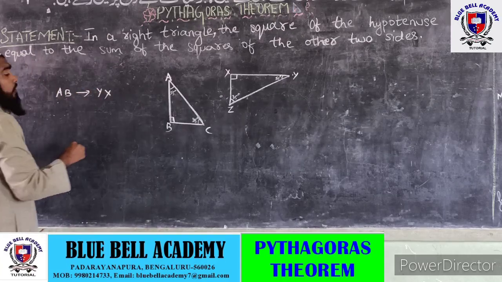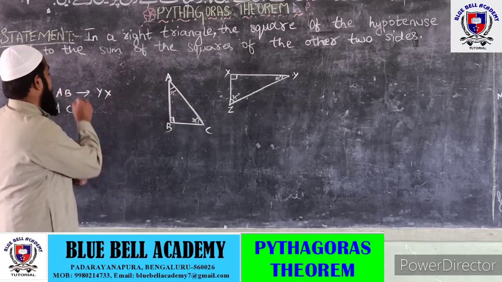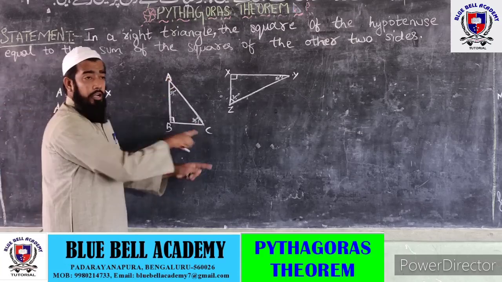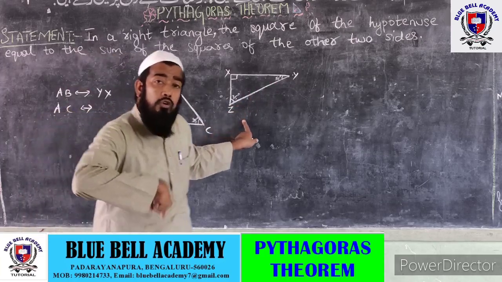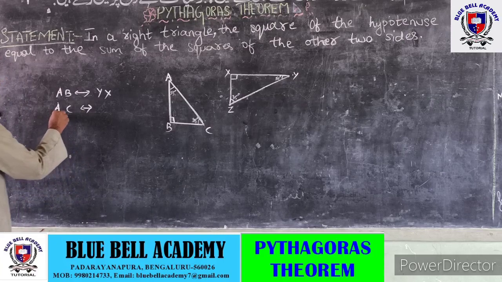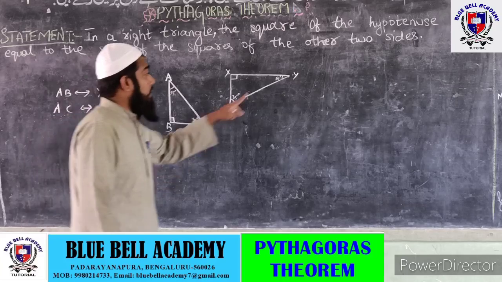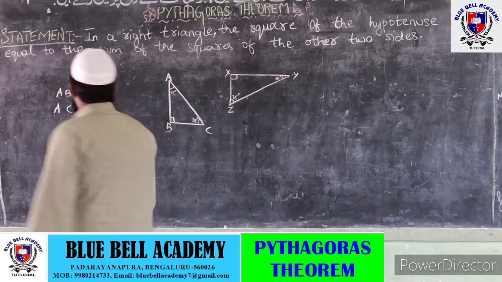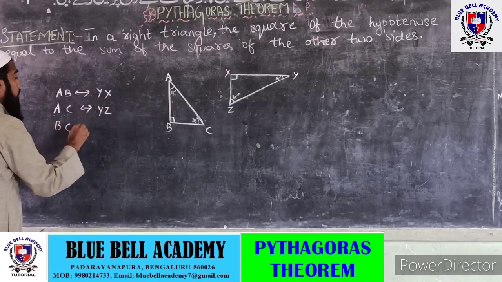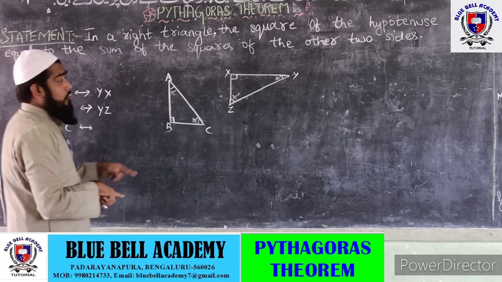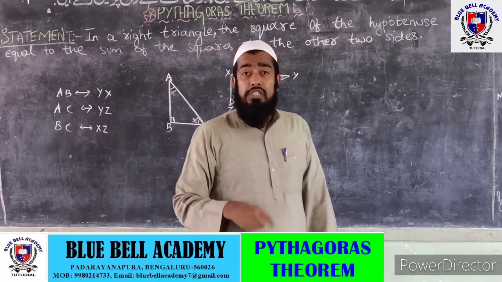Same like that, if I talk about the side AC, side AC corresponds to YZ. AC is the hypotenuse, and here YZ is the hypotenuse. So hypotenuse corresponds to hypotenuse, and side AC corresponds to side YZ. Same like that, if we talk about the other one, side BC of triangle ABC corresponds to which side? XZ. So why am I saying this before starting the theorem?